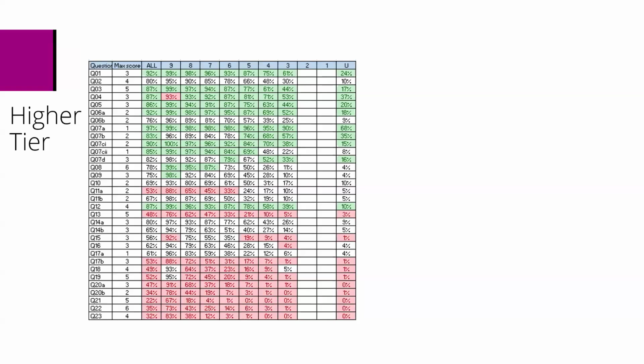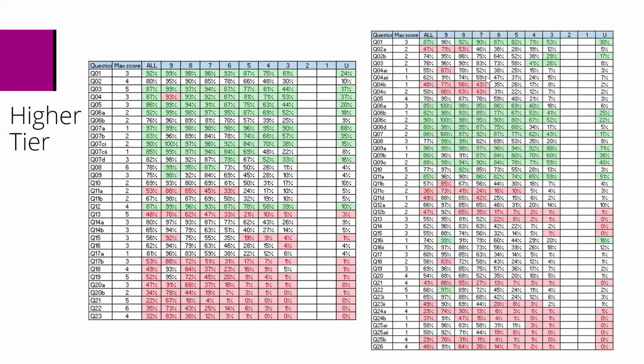That students were picking up good marks on. Question 2 was a little bit different. I'll show you the statistic. I don't think there was a major problem here.